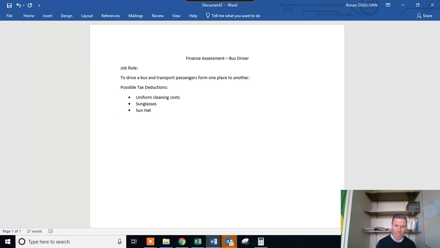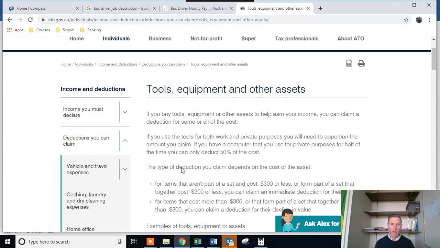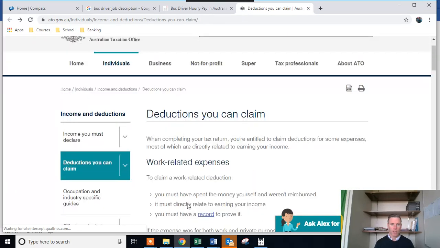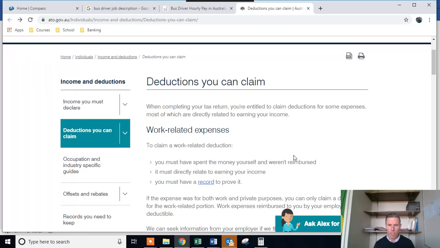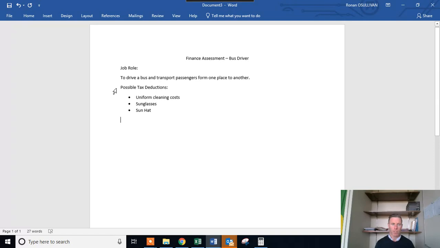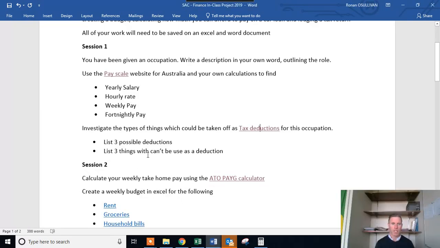Things I can claim, if we read up here, it says at the beginning again, you must have spent the money yourself and weren't reimbursed. It must directly relate to earning your income. You must have a record to prove it. So some things directly relate to earning my income. If we go back to the question, it says can't be used as a deduction.